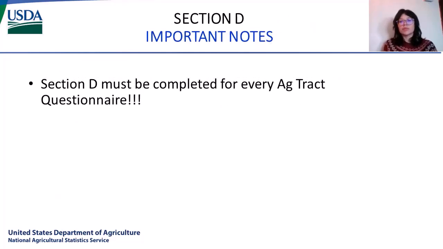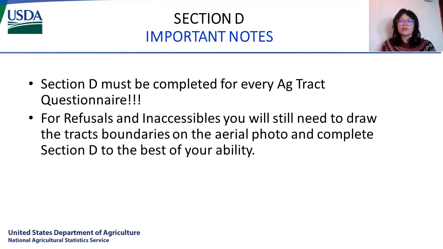It's very important to understand that section D needs to be completed regardless of the outcome of your interview. Even if the operator refuses the survey or is inaccessible, you will still need to draw the tract boundaries on the aerial photos and complete section D to the best of your ability. Recording the correct crop and land use not only impacts crop estimates, but it also affects objective yield sampling later on. So use all the resources we've provided you.